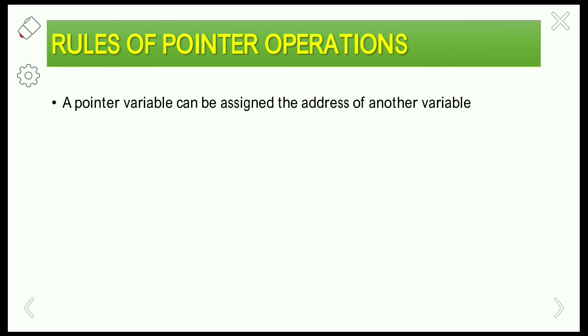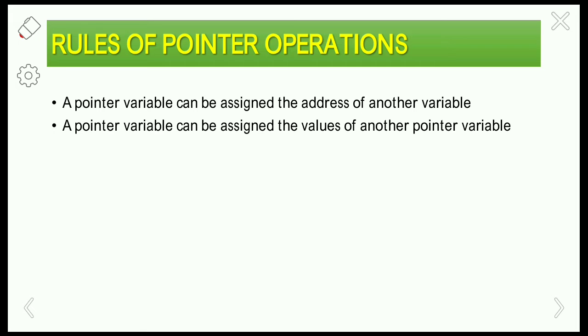Now let us see some of the rules of the pointer operations. A pointer variable can be assigned the address of another variable. First of all, we have to declare a pointer variable, and then we have to assign the address of another variable. Assigning the address of another variable is called initialization here. So we have to initialize the pointer variable. If you are not initializing the pointer variable, and after declaring it you directly use it, it will give unpredictable results.